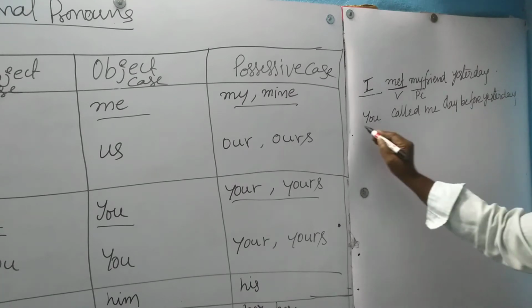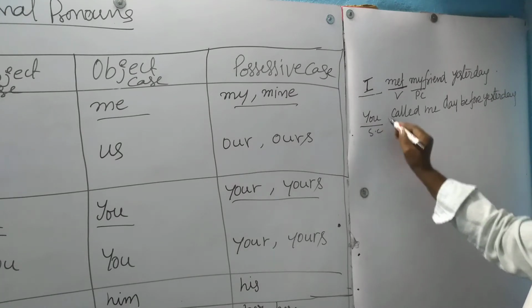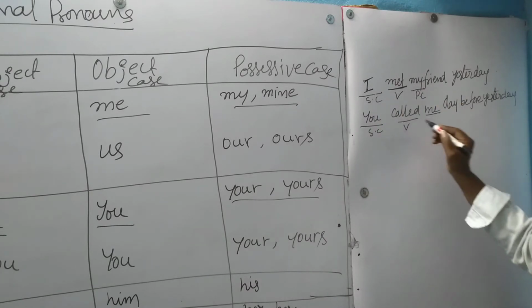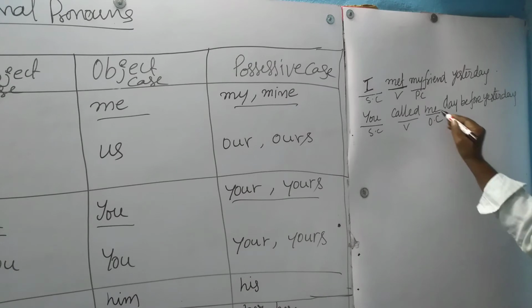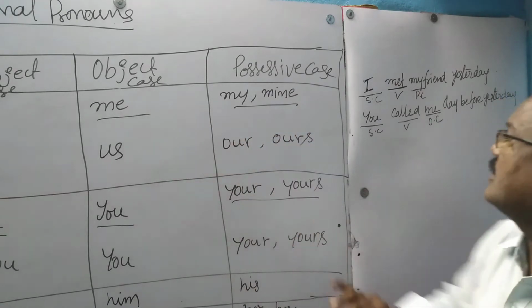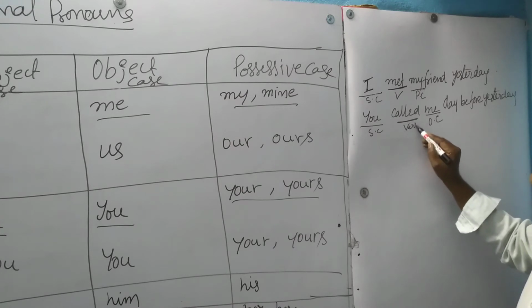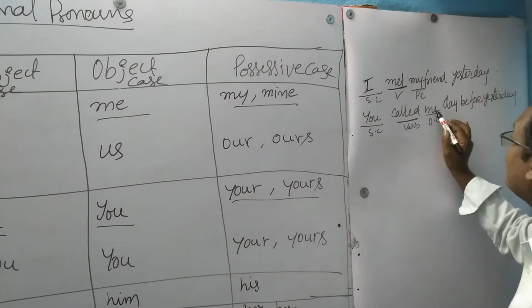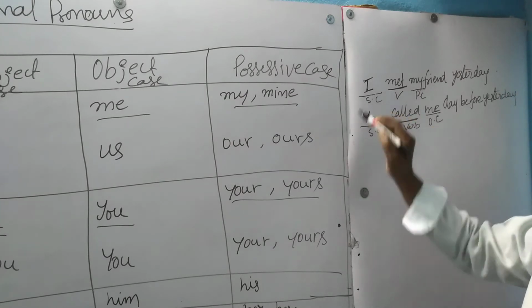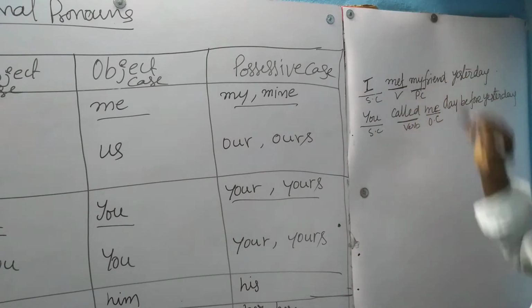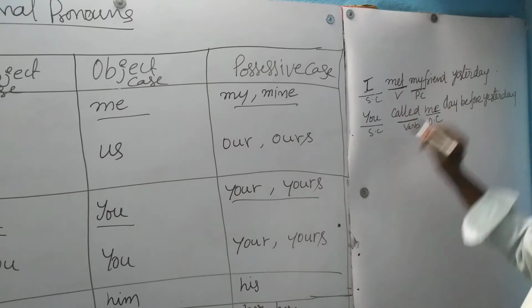If you see here, this is the subject case, and here "me" is after the verb. "Me" is the object case of the first person. That means we have to use object cases only after the verb. We should not use object cases before the verb. Now, the possessive case we can use after the verb, and before the verb also.